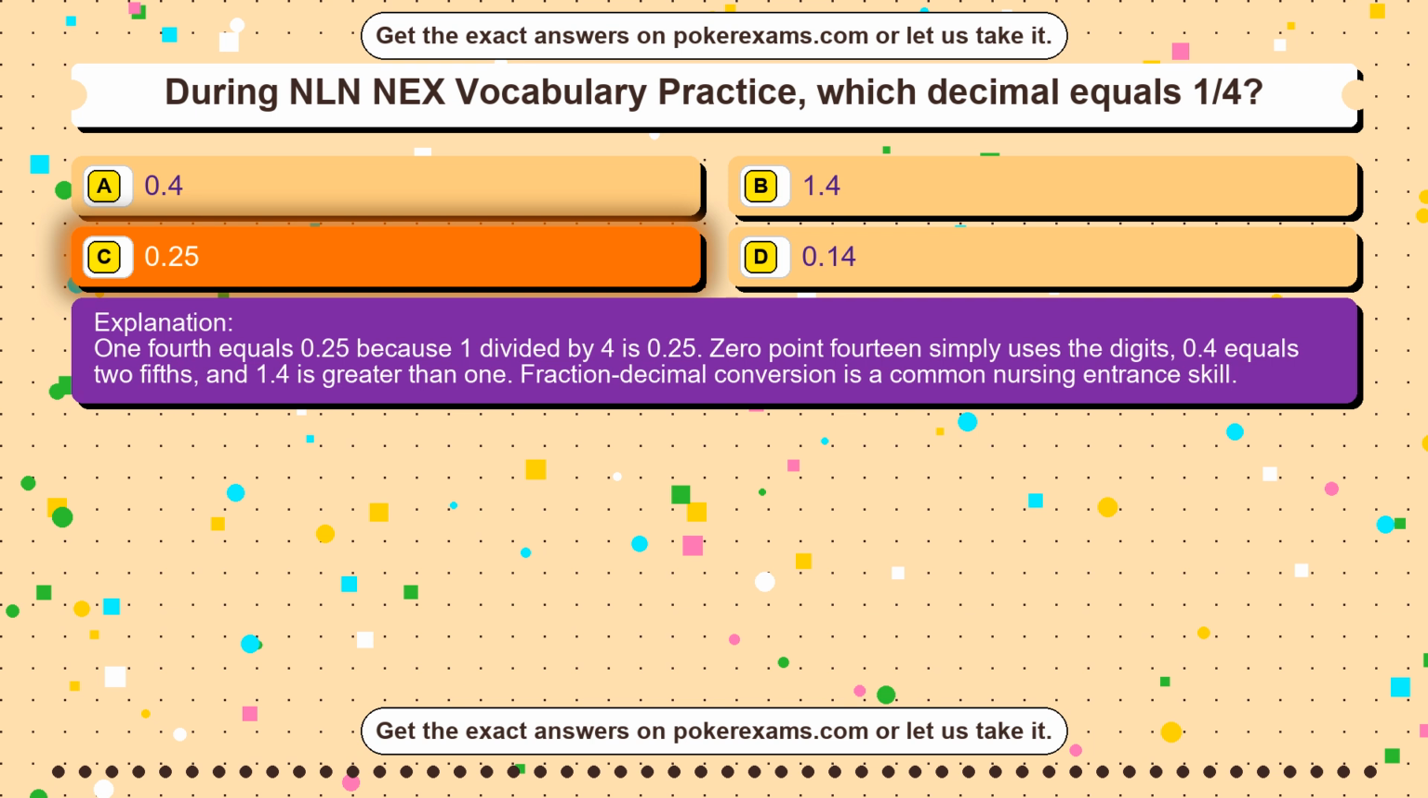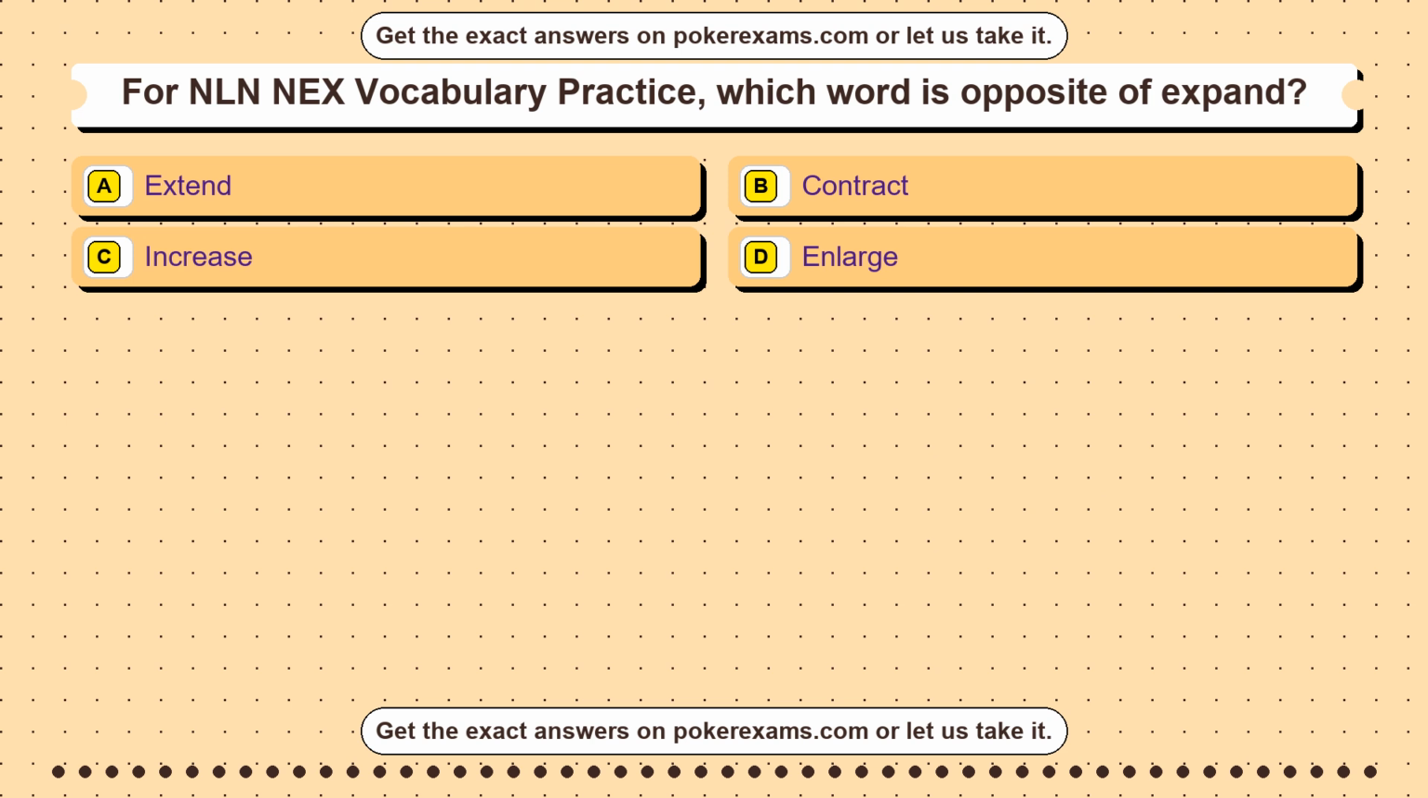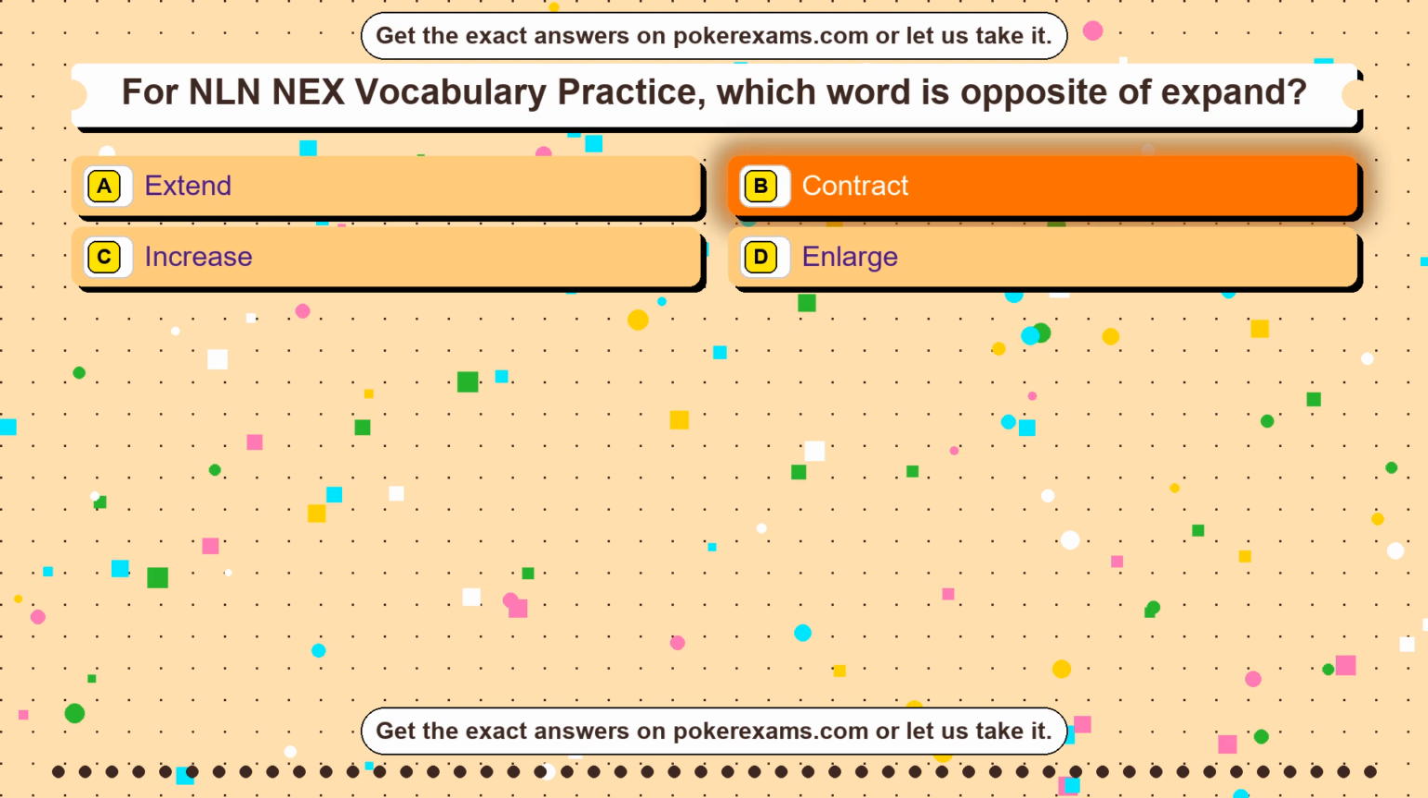Question 32. For GED test prep, which paragraph part usually introduces the main point? Option A, page number. Option B, topic sentence. Option C, citation page. Option D, footnote. The correct answer is option B.